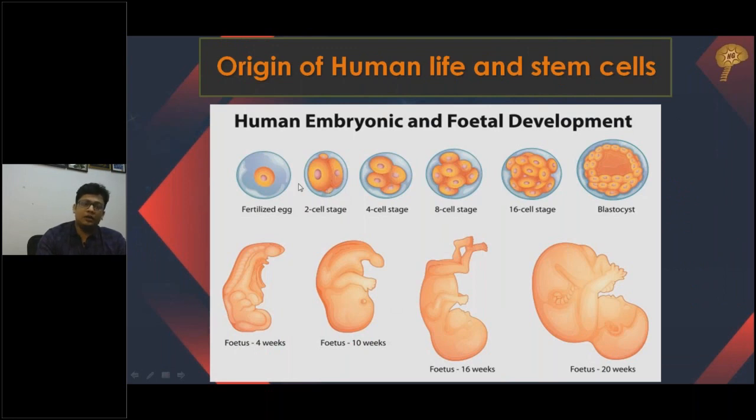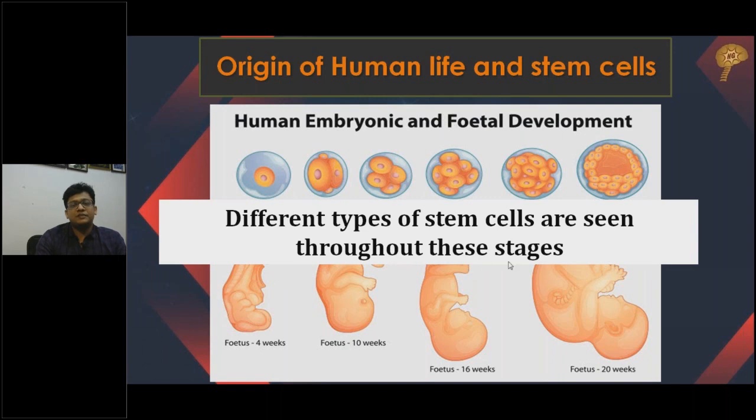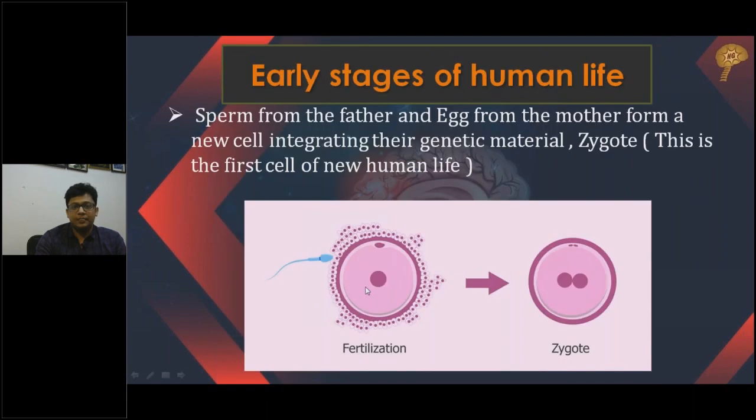So when we were born, there was a fertilized egg, then it goes to 2-cell stage, then 4-cell stage, 8-cell stage, 16-cell stage, and blastocyst formation. And at that time, the fetus forms, that is at 20 weeks. So starting with a single cell, it multiplies, it differentiates into specific different cells, and finally forms the blastocyst. So different types of stem cells are seen throughout these stages.